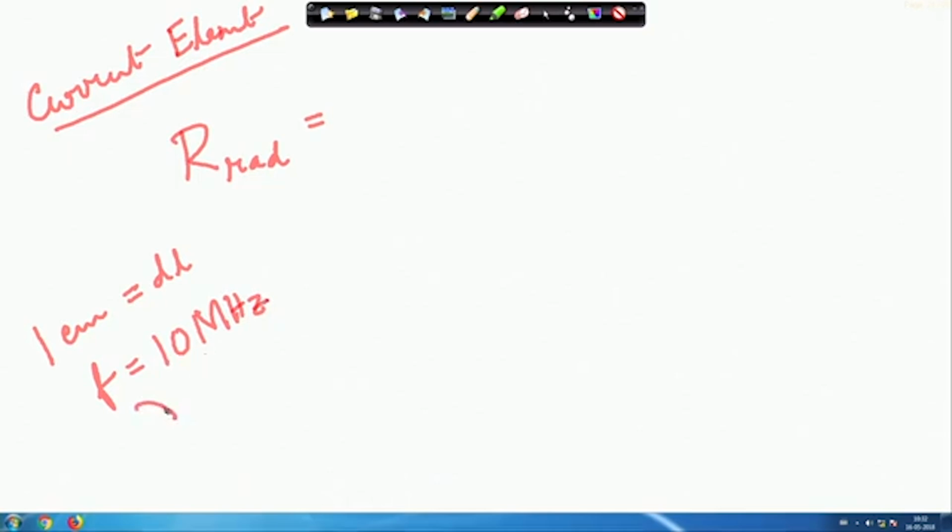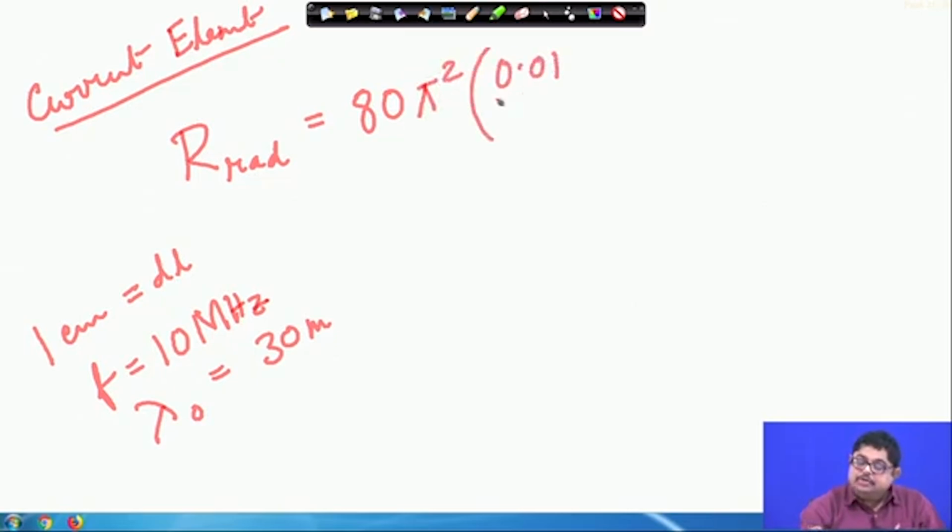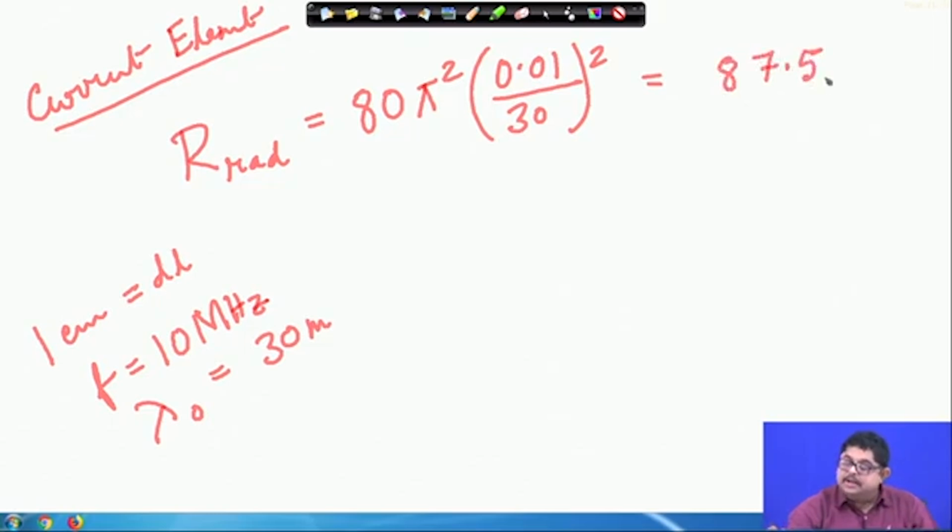So, lambda naught will be 30 meter. So, R rad will be 80 pi square, roughly 10 you can say, times 0.01 meter over 30, squared. So, that will come to be 87.5 micro ohm, very poor.